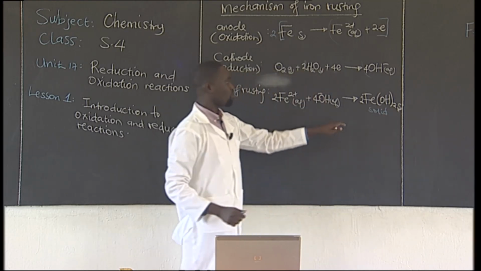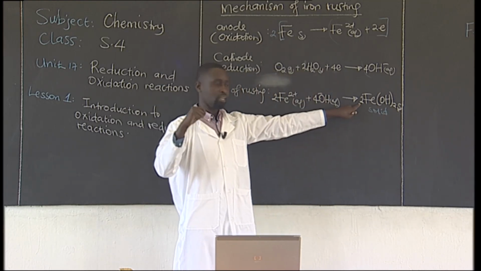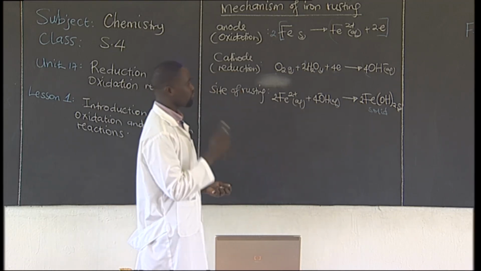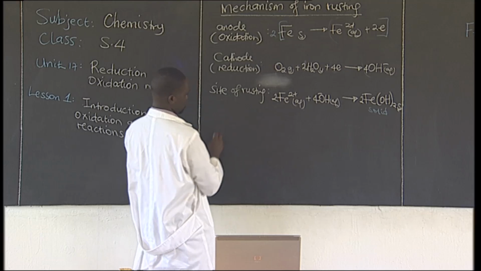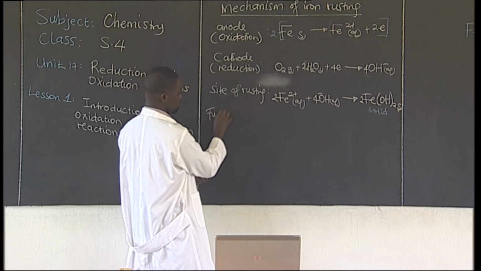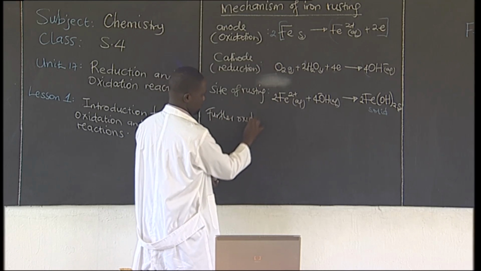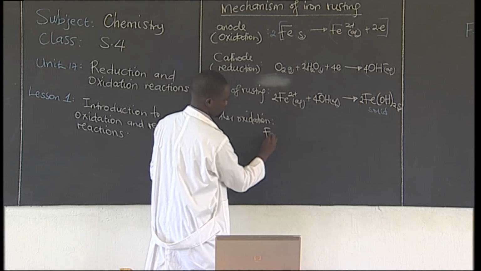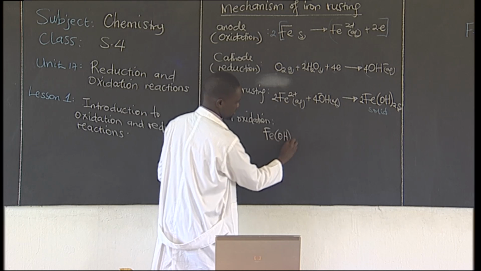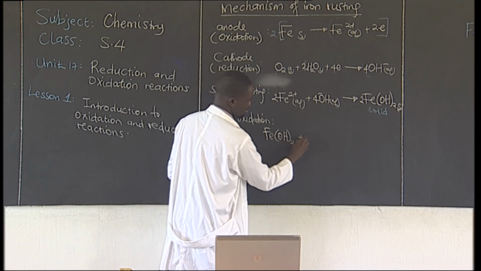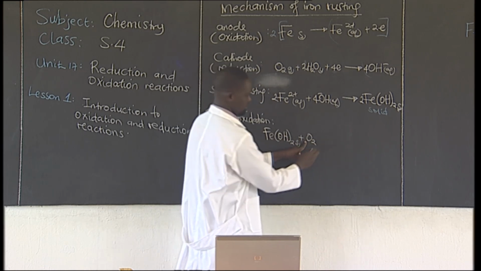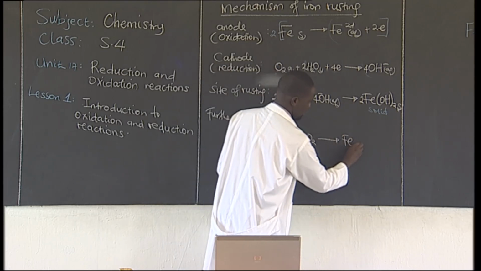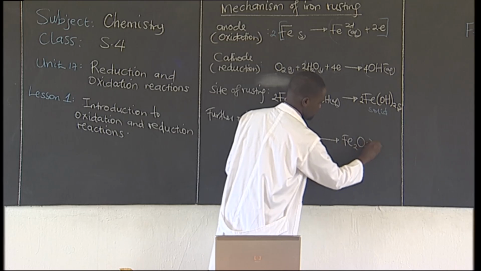As it is formed onto the layer of the iron, on the iron nail, it undergoes further oxidation. We also have now further oxidation. The iron hydroxide as a salt, in the presence of extra oxygen, undergoes further oxidation to form the iron 3 oxide.